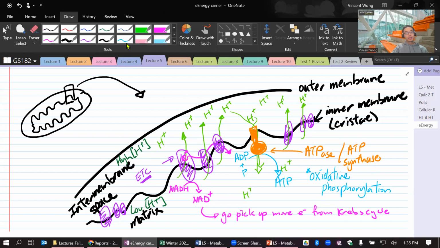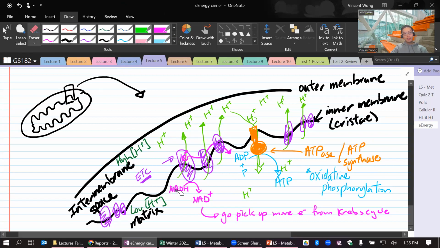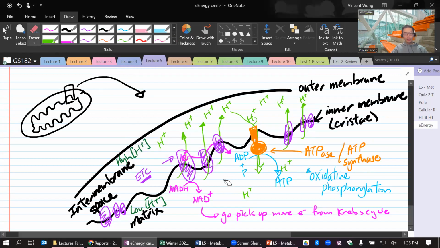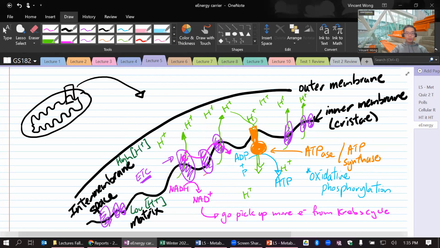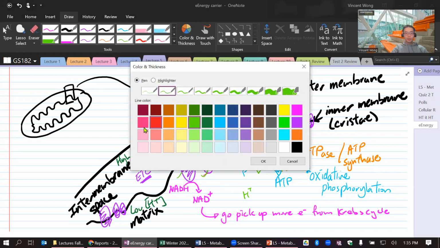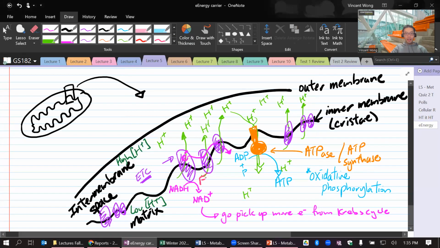Okay. So secondly, in addition to the NADH, we also have the FADH2 that we haven't talked about, right? The FADH2 will do the same thing. Just choose a different color here. So we have the FADH2, and then it will become FAD.